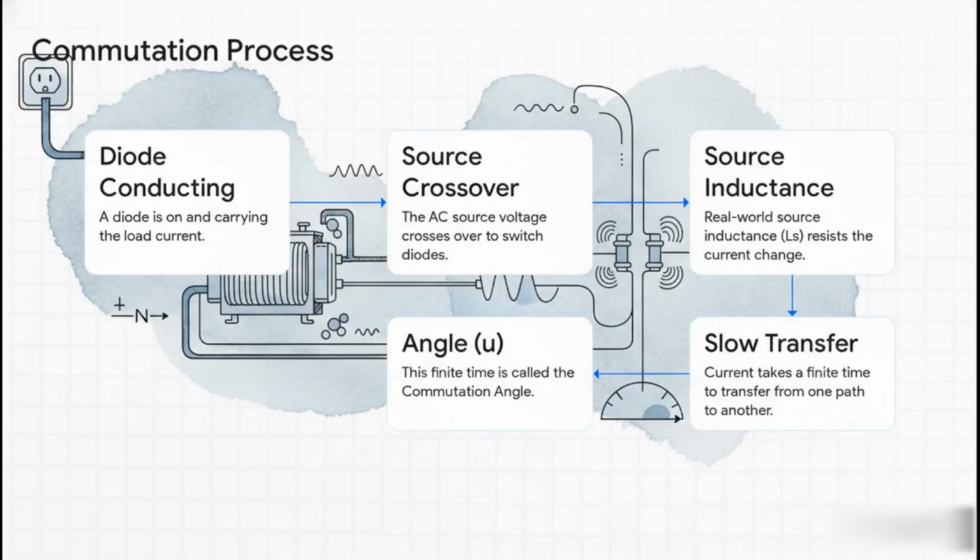So, up to this point, we've been living in a fantasy land where our AC source is perfect. But in the real world, every single wire, every transformer winding has a tiny bit of inductance. We call it source inductance. And just like our load inductor, it hates change.